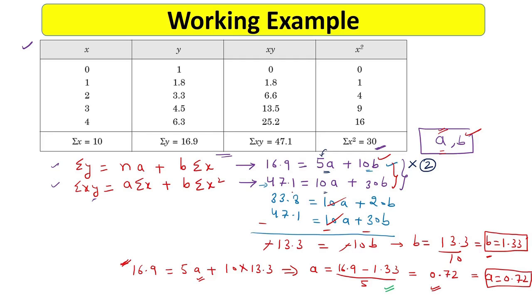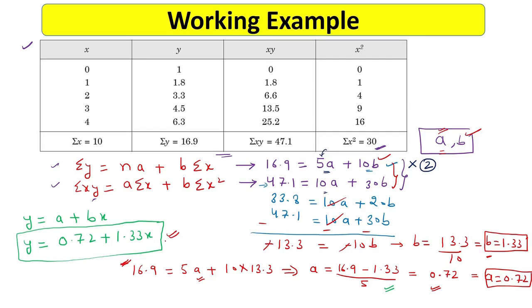So what will be my equation of the line? My equation of line was y equal to a plus bx. So my equation will be y equal to 0.72 plus, what is the value of b? b is 1.33, into x. So this is our equation of the straight line, which best fits our given data points x comma y. Okay, so I hope you have understood this method. This is very easy actually.